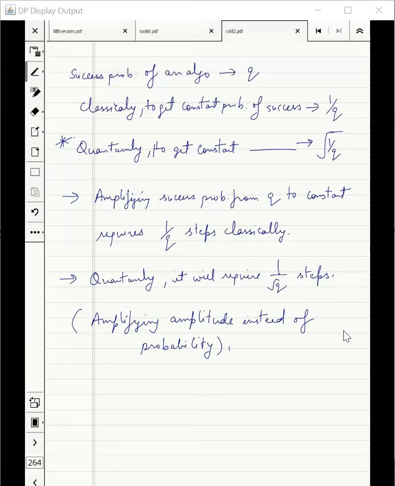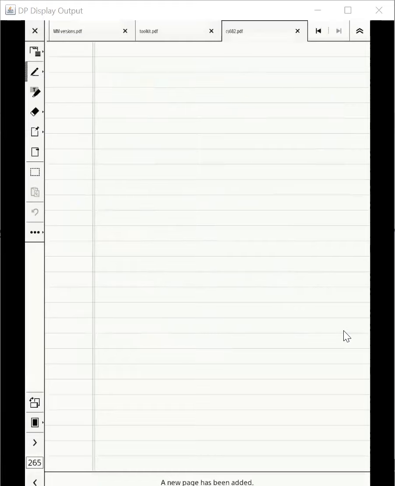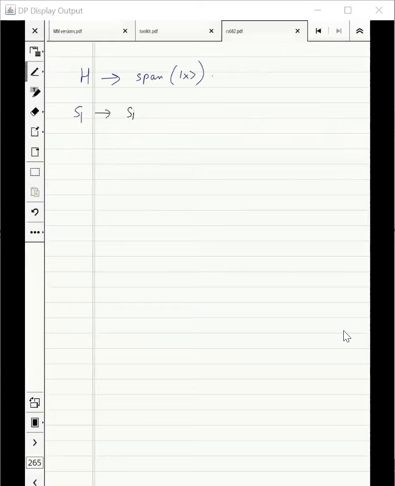Let's see how to amplify probability. Remember our setup. Our Hilbert space would be the span of all elements. I can talk about space S1, which is the span of all x's such that x are good. We can talk about S0, the span where x are bad.